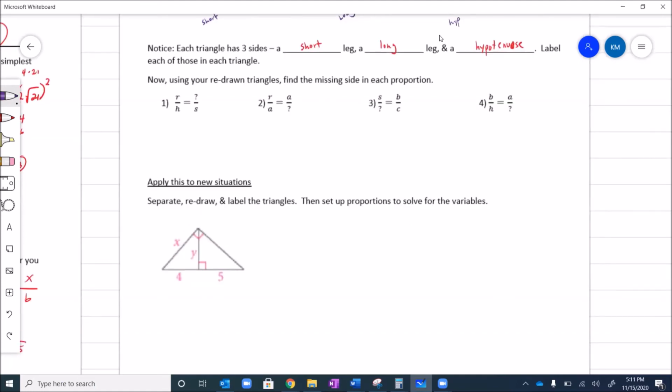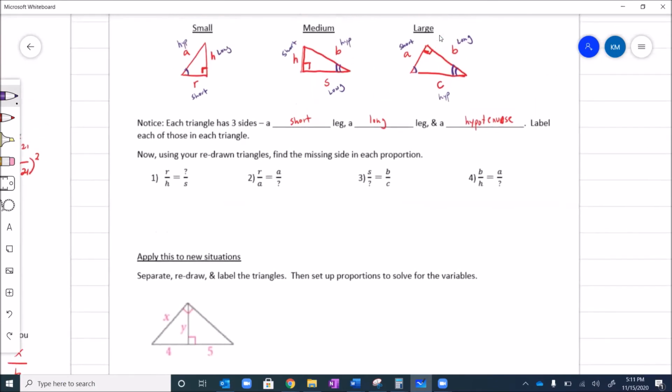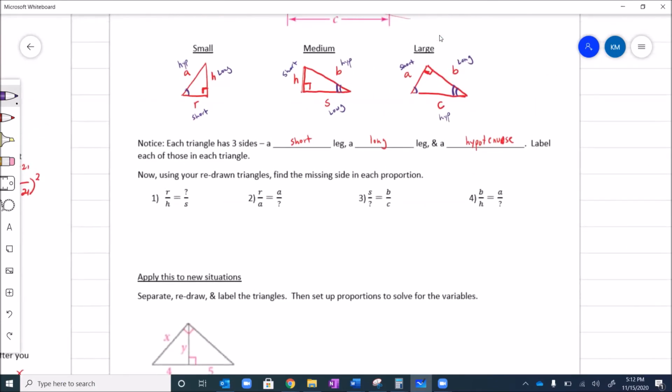It says now, using your redrawn triangles, find the missing side in each proportion. So here's how we'll do this. We labeled our sides short, long, and hypotenuse, short, long, and hypotenuse, short, long, and hypotenuse. Okay, we've talked about these being similar triangles, and so now we're going to use that information in order to finish these missing pieces of our proportion.